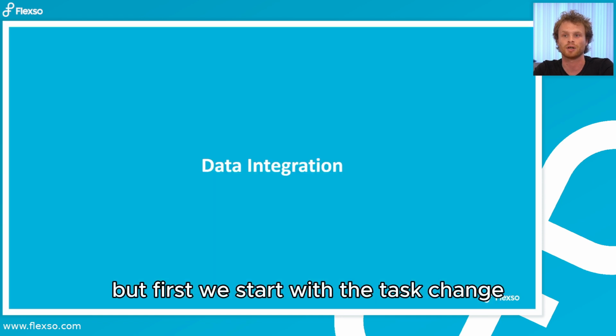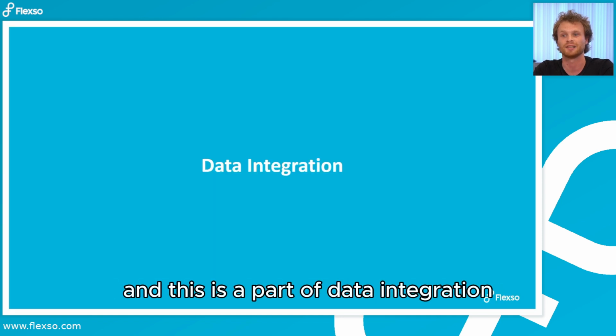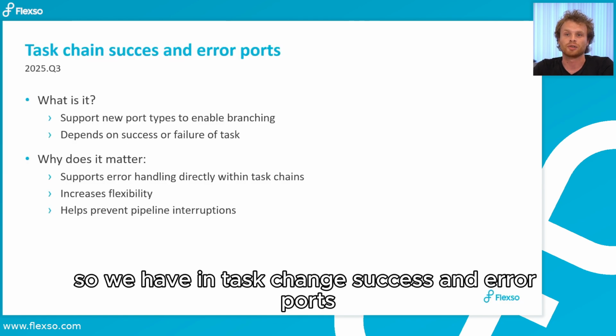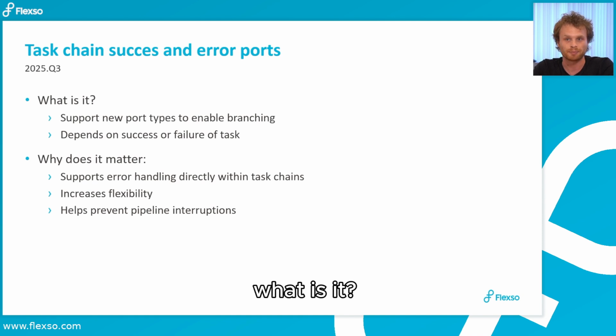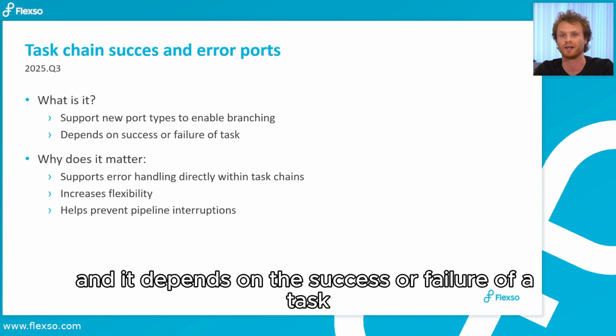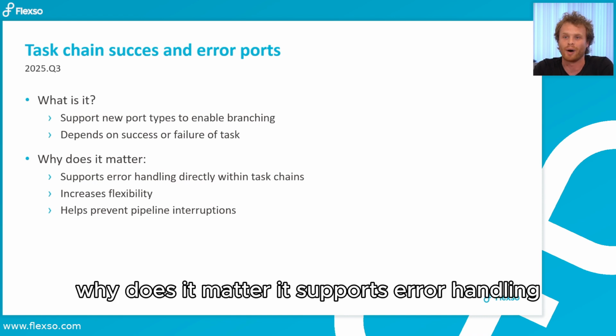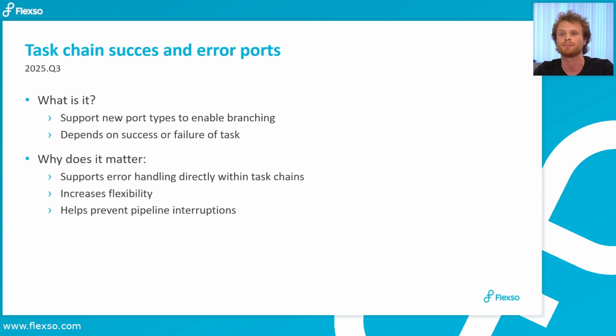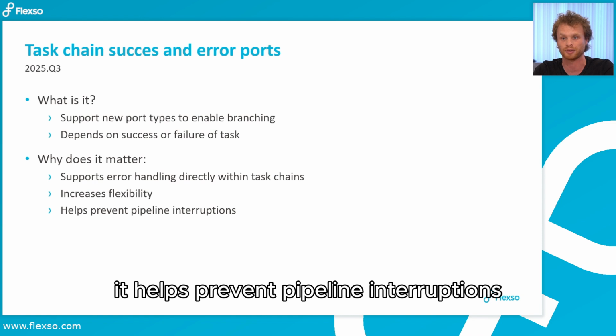But first, we start with the task chains. And this is a part of data integration. So we have in task chains success and error reports. What is it? It's a new support for port types to enable branching, and it depends on the success or failure of a task. Why does it matter? It supports error handling directly within the task chains. So it increases flexibility, it helps prevent pipeline interruptions.